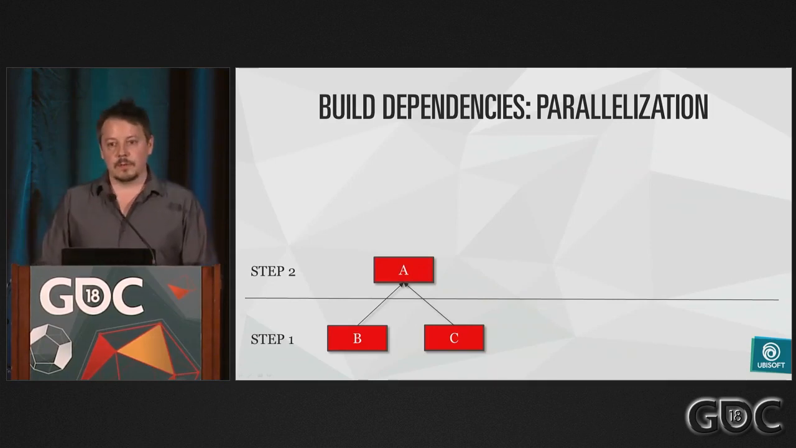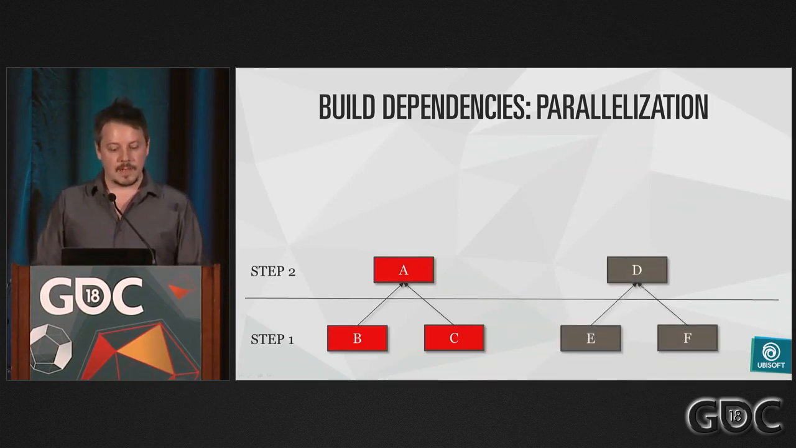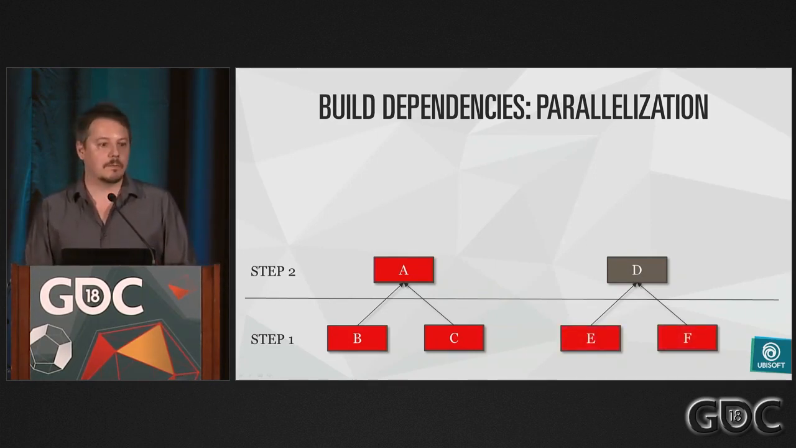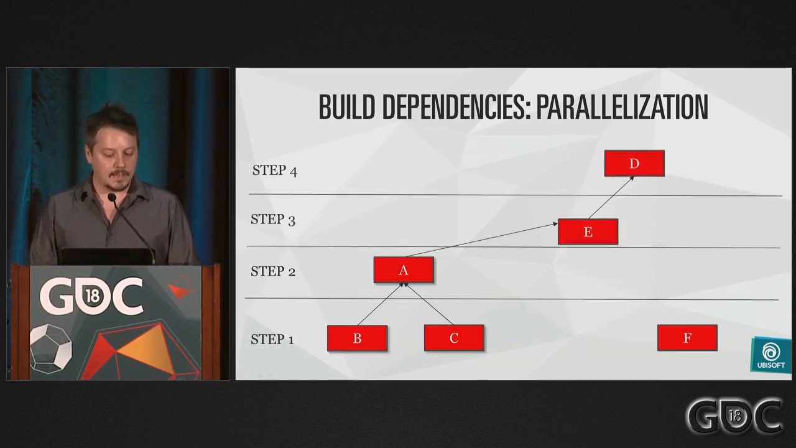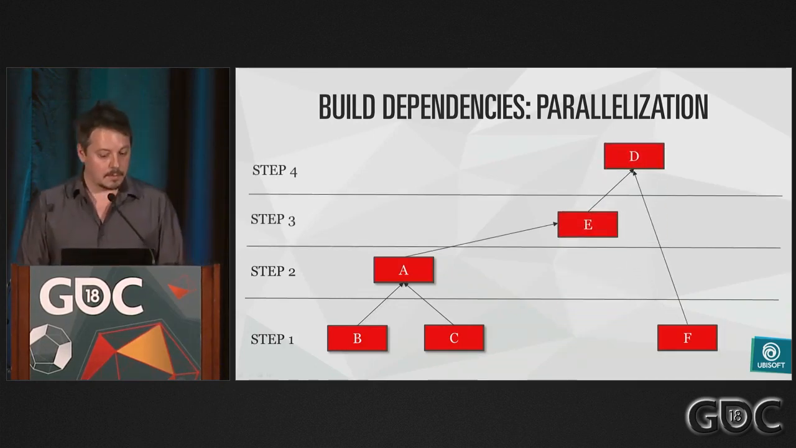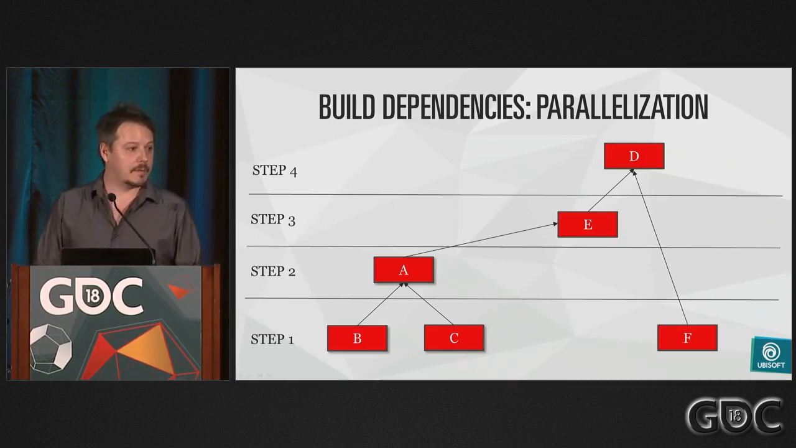Imagine we have a similar graph with other assets, D, E, and F here. Everything can happen at the same time. So in 2 steps, we can build all of those 6 assets. Now imagine we had just a simple dependency between asset A and E. Suddenly, it takes 4 steps to have all those 6 assets built.